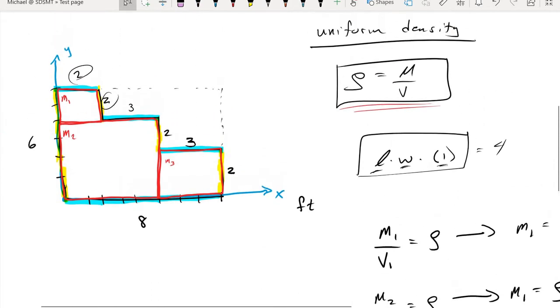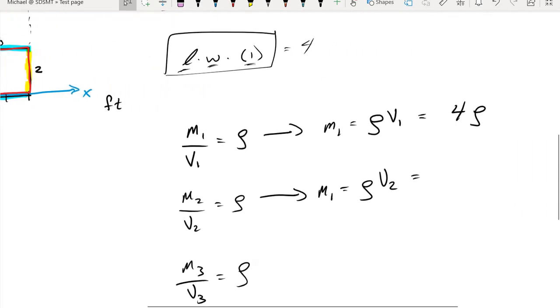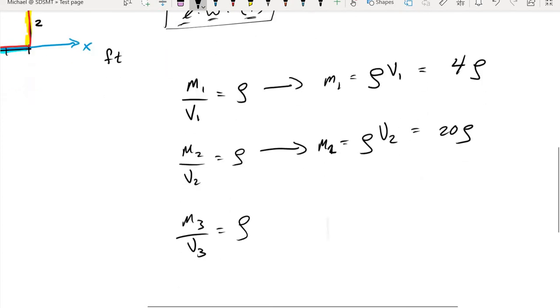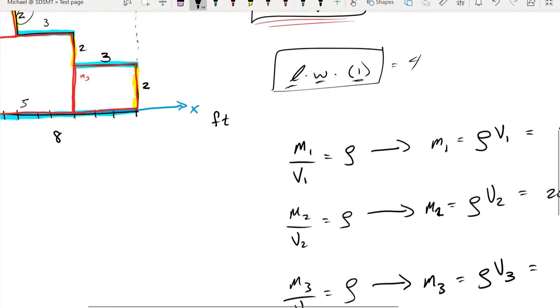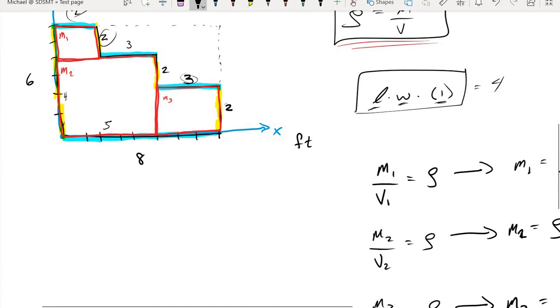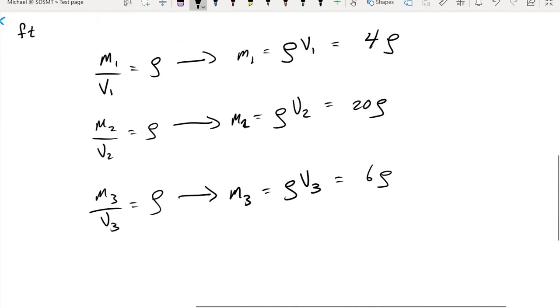Let's come back to mass 2. What are the dimensions of mass 2? Well, mass 2 has a width of 1, 2, 3, 4, 5, and a height of 1, 2, 3, 4. 4 by 5 is 20 with a uniform thickness of 1. So we have 20 rho for mass 2. Sorry. Mass 3 is going to be uniform density times volume 3. Mass 3 has dimensions 3 by 2, which is 6. So 6 rho.